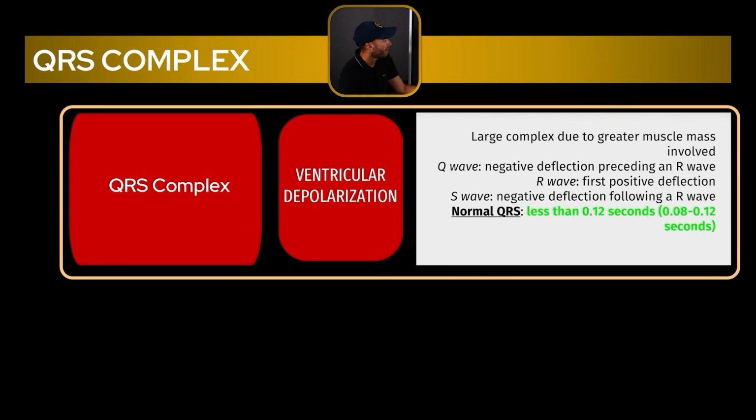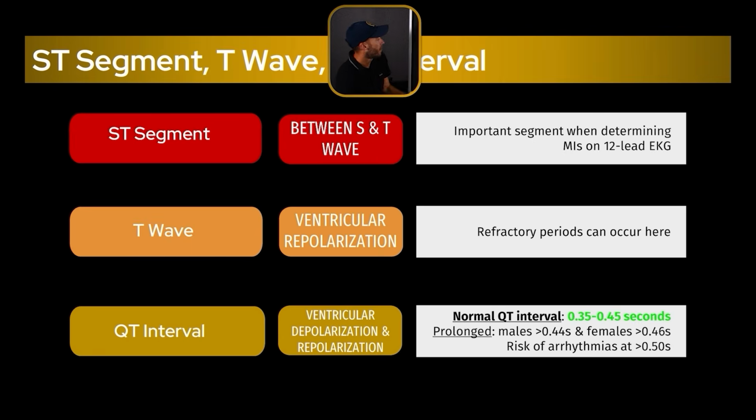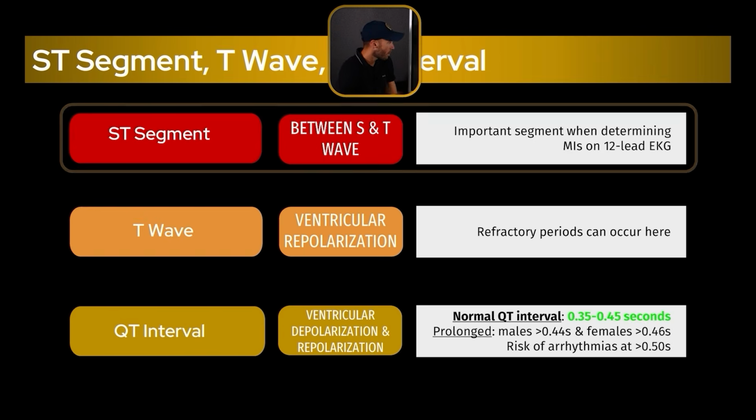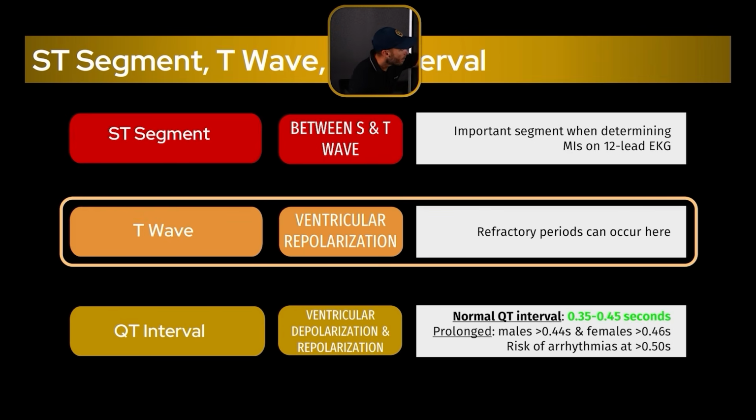Our QRS complex is ventricular depolarization, okay? Our Q, our R, our S, the normal number is somewhere between 0.08 and 0.12 seconds. That is our normal QRS. If we go above 0.12, it's wide. It's a wide complex. Okay, the ST segment is between the S and the T. That's important for 12-lead EKGs in a little bit. Our T wave, this is where refractory periods can occur, okay?